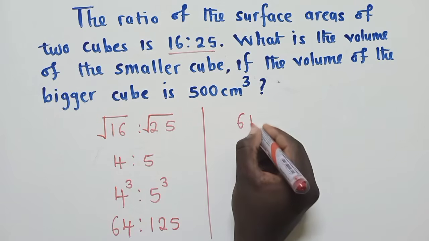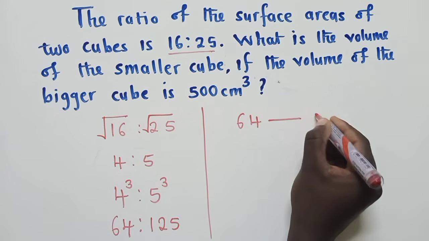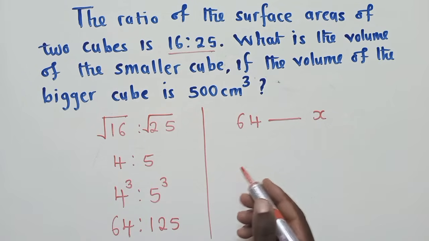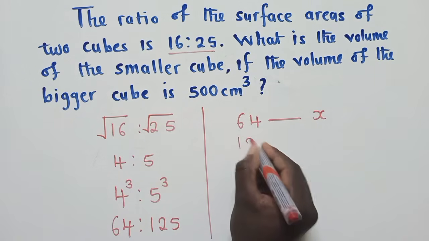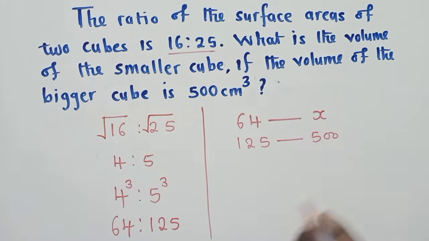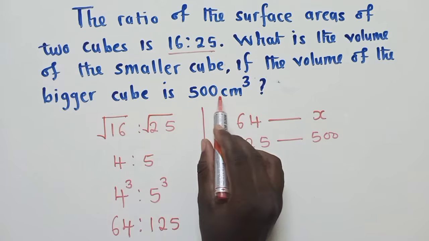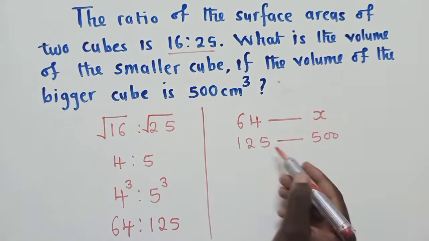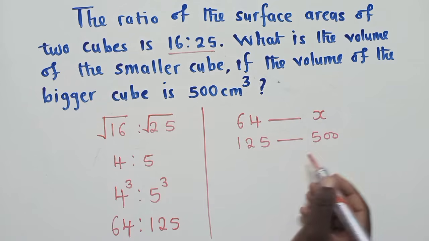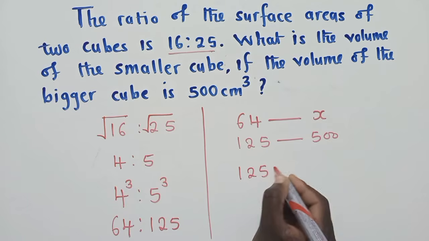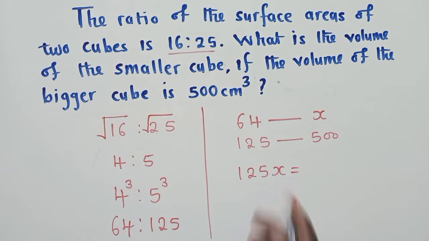We're going to say 64 will move with the x. This 64 is for the smaller cube. And 125 will move with the 500. 500 is the volume of the larger, bigger cube. So it will move with 500. Here it's a matter of cross multiplication.